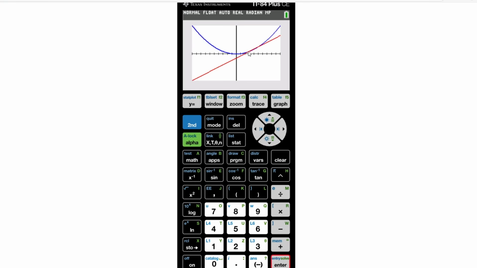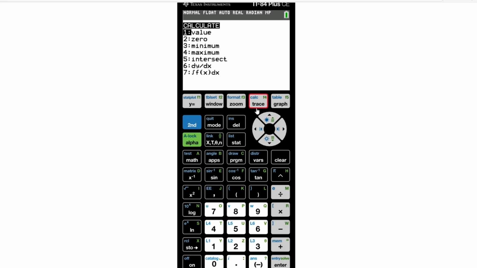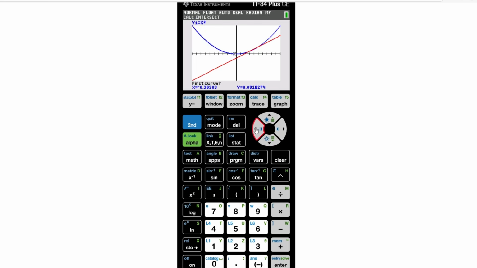And you can kind of see here how this graph touches the blue graph like twice, right? So you can go second, trace, and then you can find the intersect by scrolling down to intersect. When it asks you for the first curve, select a point before where you think the intersection occurs. And when it asks you for the second curve, select a point after the intersection occurs. And then when it asks you to guess, you can put your cursor over where the intersection happened. You press enter, it'll tell you that the intersection's at x equals 3 and y equals 9.